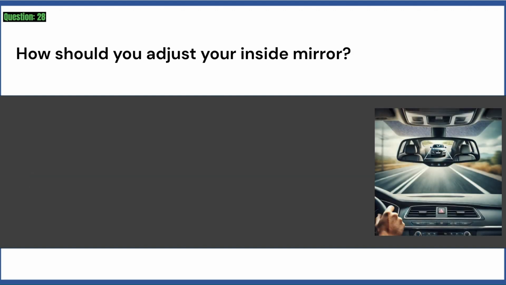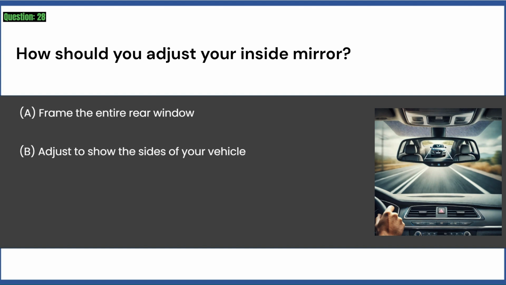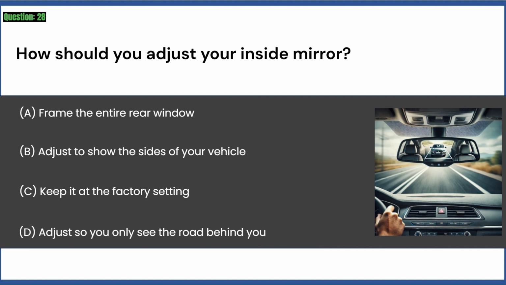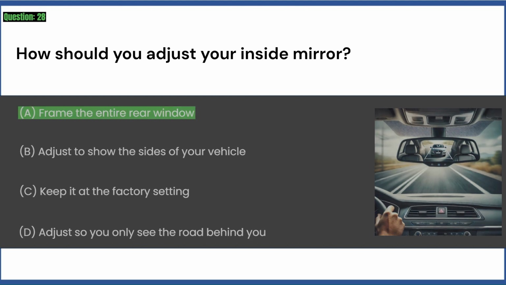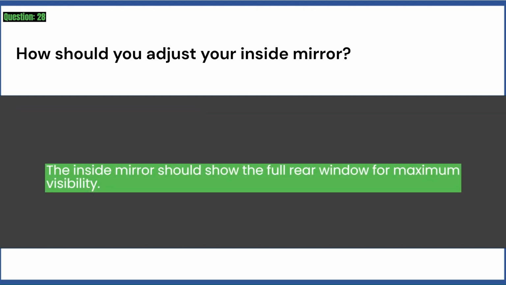How should you adjust your inside mirror? A. Frame the entire rear window. B. Adjust to show the sides of your vehicle. C. Keep it at the factory setting. D. Adjust so you only see the road behind you. Answer: A. The inside mirror should show the full rear window for maximum visibility.